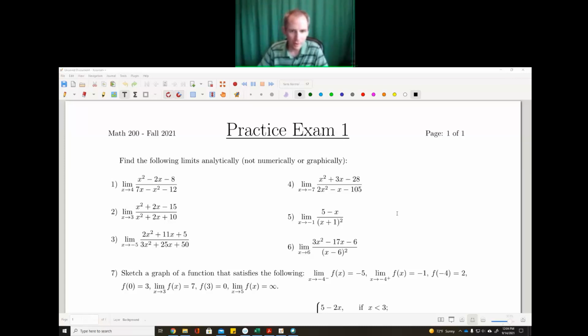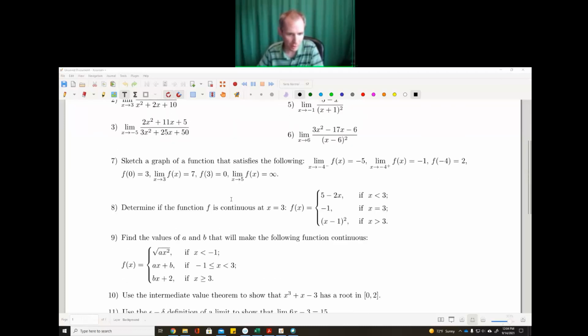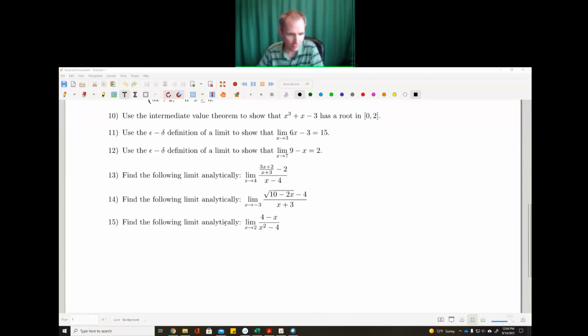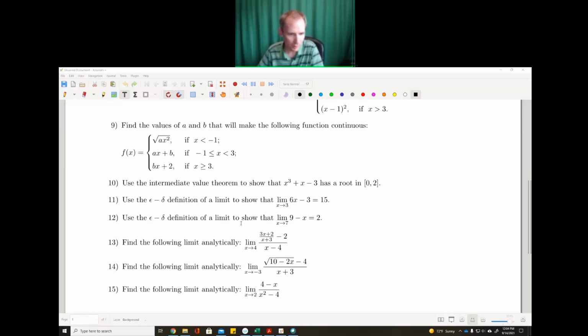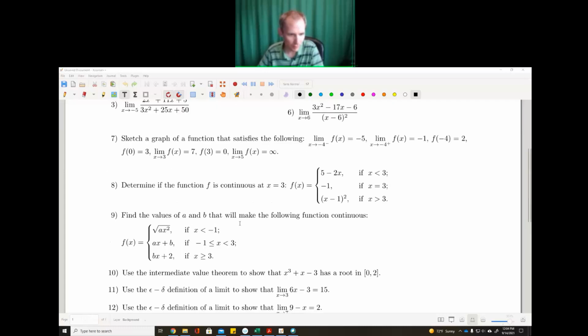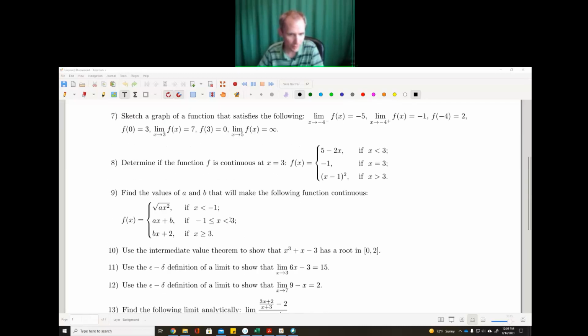All right, so let's go ahead and get started. What we want to do today is go through some of these problems on the practice exam. And they take up a bunch of space, so we're not going to write on this sheet. We're going to amend it and add to the bottom.